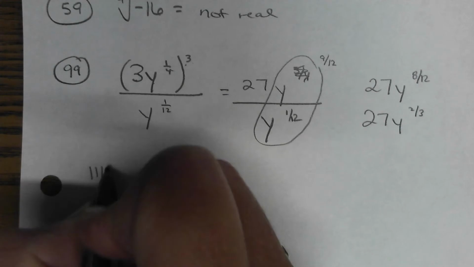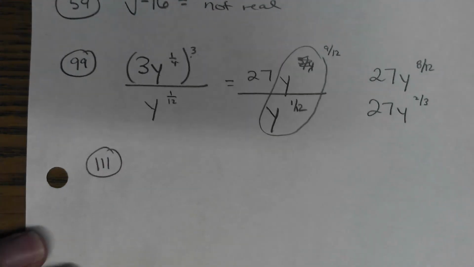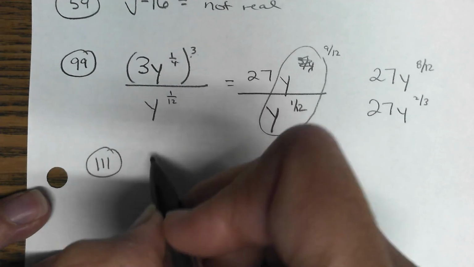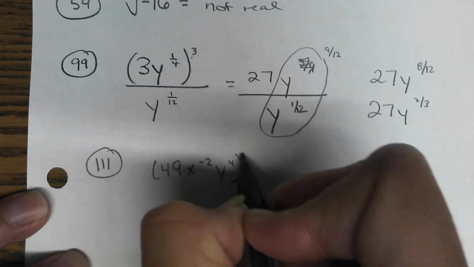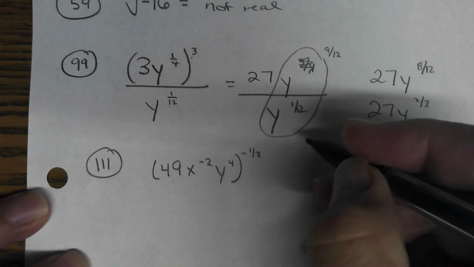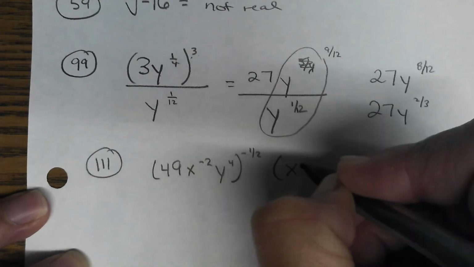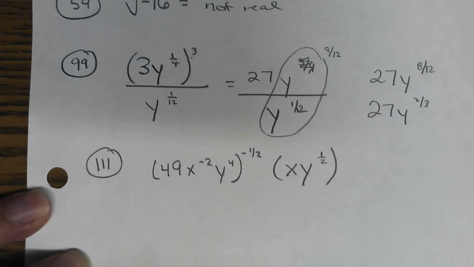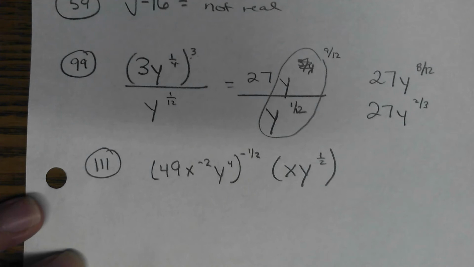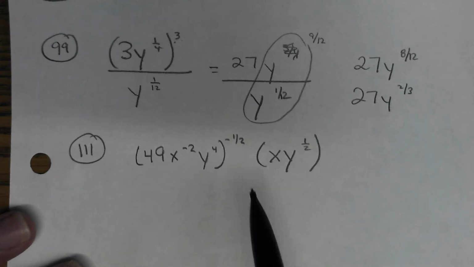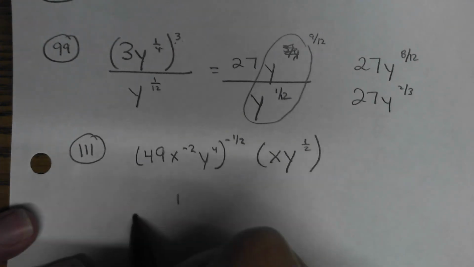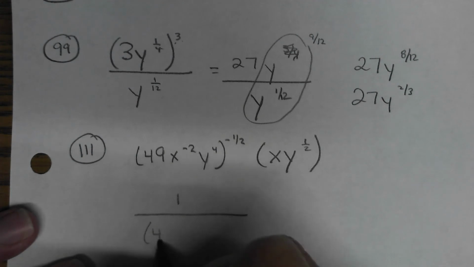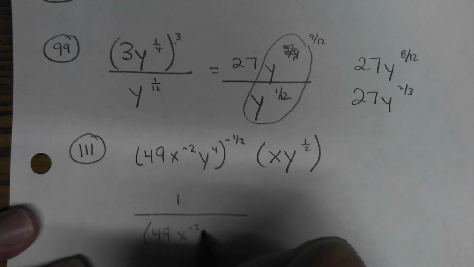111 and 121 probably came up the most. 111, simplifying, another pretty tricky, a lot of exponent rules stacking up here. So I would first get rid of the negative 1/2 power. I would bring this whole thing down to the denominator and keep it to the 1/2 power.